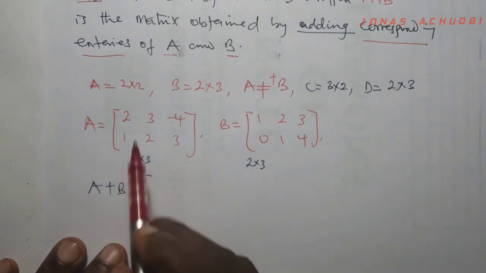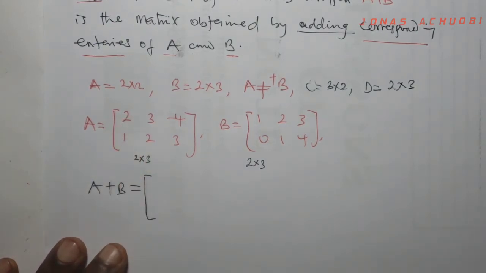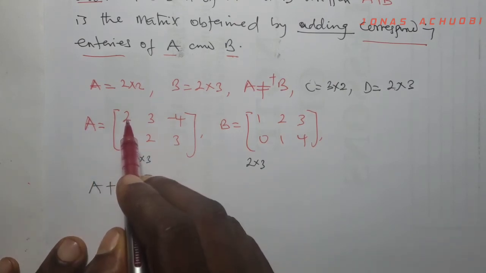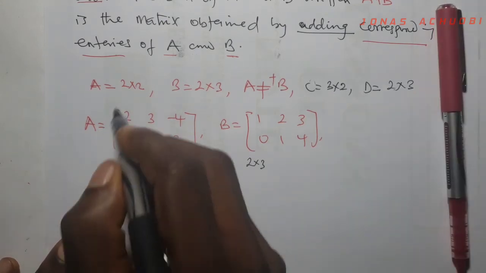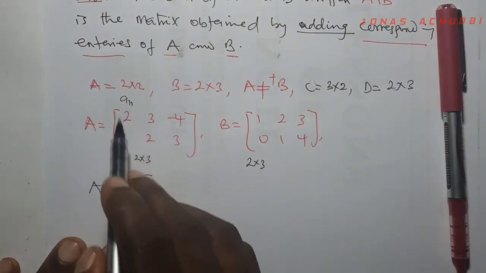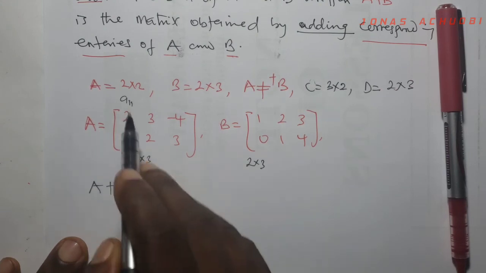What does it mean? Now this entry here, 2, what is the position of this entry on matrix A? This entry is the entry that occupies what? Row 1 and column 1, right? Yes. This is A11. If you recall, this is A11. This entry is on row 1 and column 1.